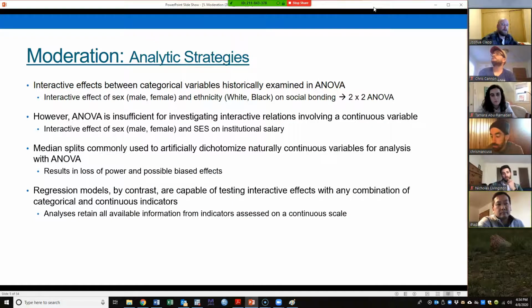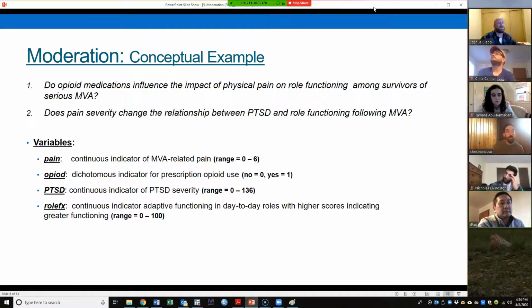But the nice thing is we don't actually need to dichotomize anything, because we can go through and run this in a regression. For an example, we're going to keep the same data set that we've been working with, just because we're familiar with it. But we're going to start to ask some moderation questions here. So I've got a couple of questions. My question is, do opiate medications impact the impact of physical pain on role functioning in survivors of serious motor vehicle accidents?